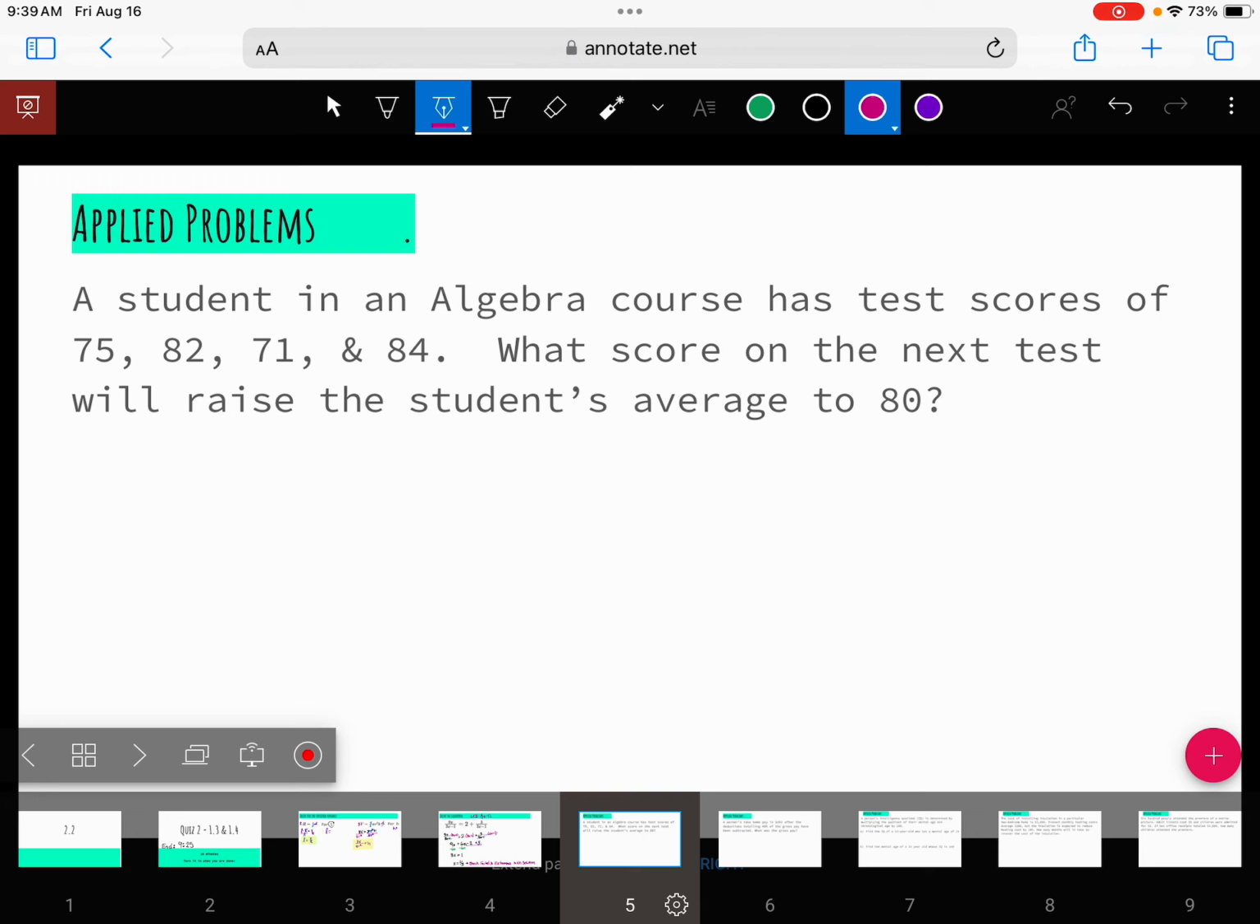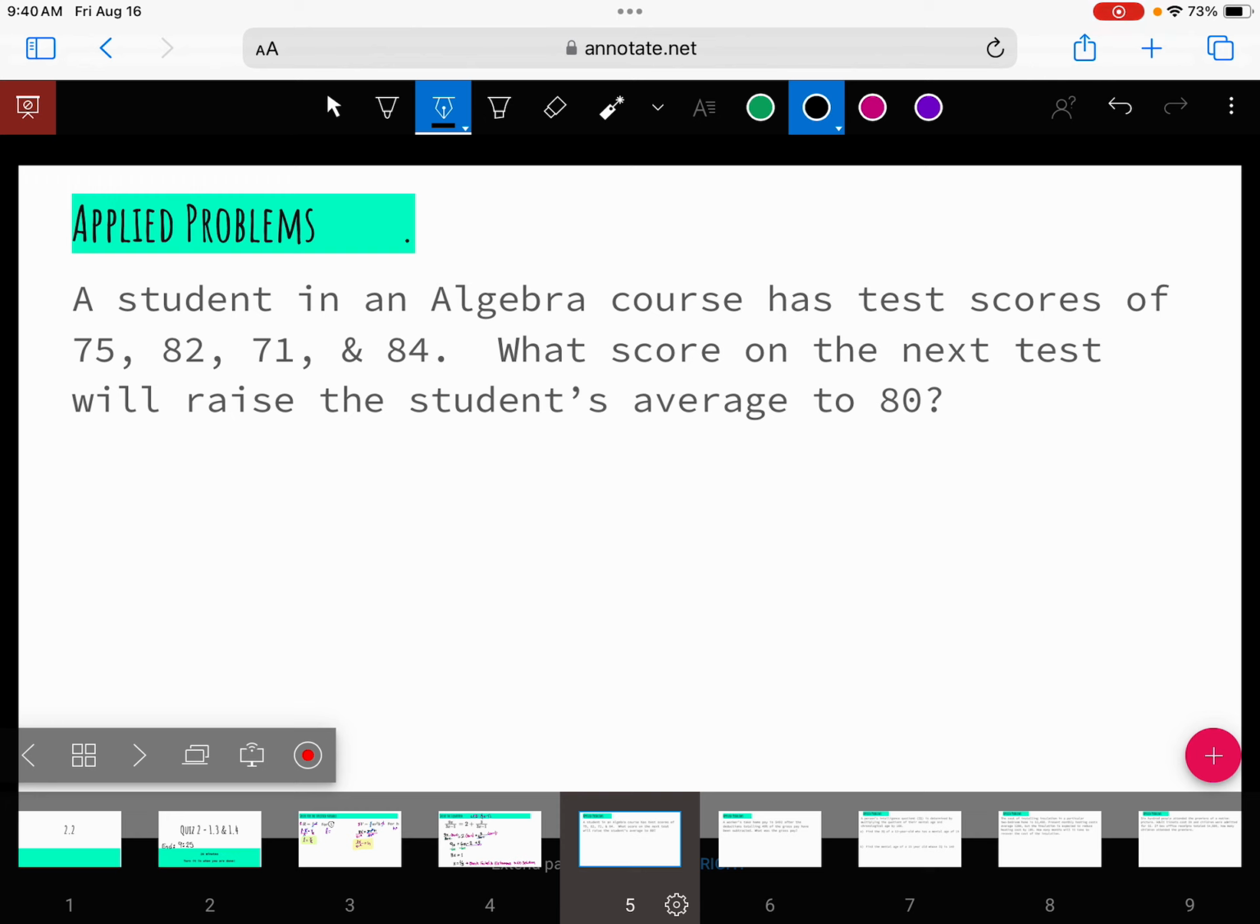So we've got here, on this first one, a student in algebra has test scores of 75, 82, 71, and 84. We want to know what score on the next test will raise the student's average to 80. First things first, we have to remember how we find an average. How do we find the average of a set of numbers? Add them all up, divide by how many there are, right?